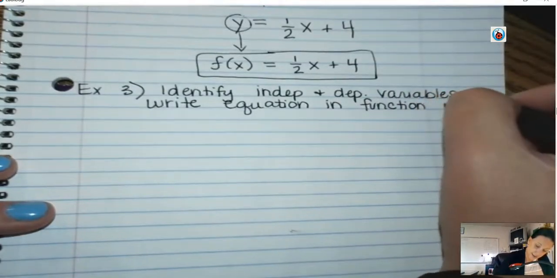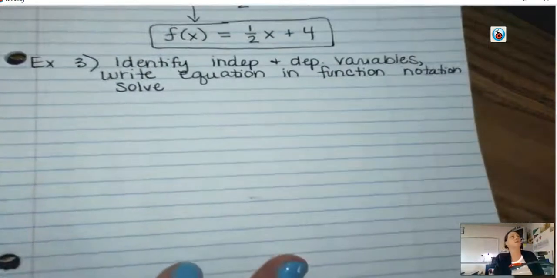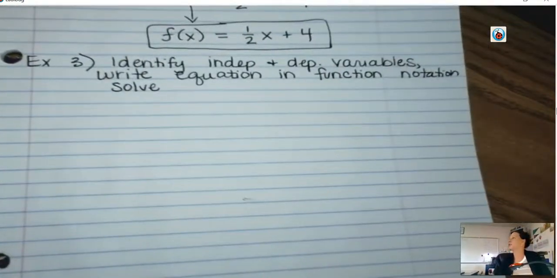And then lastly, it's going to ask you to actually solve whatever the question is being asked. So for these types of questions, you're going to have to do all three things. I hope you're taking good notes right now. You have to identify independent and dependent. You have to tell me the equation and function notation, and then you actually have to solve whatever they're asking.